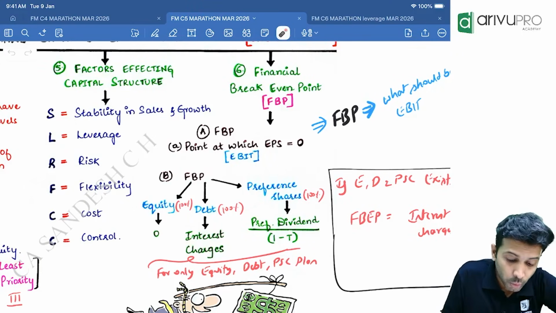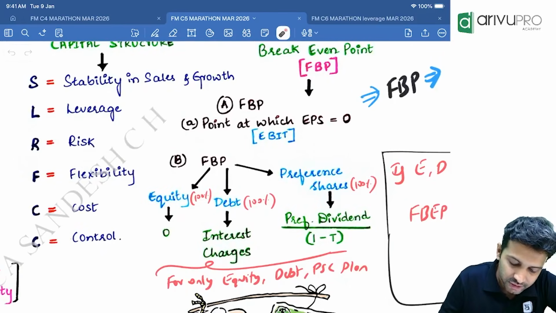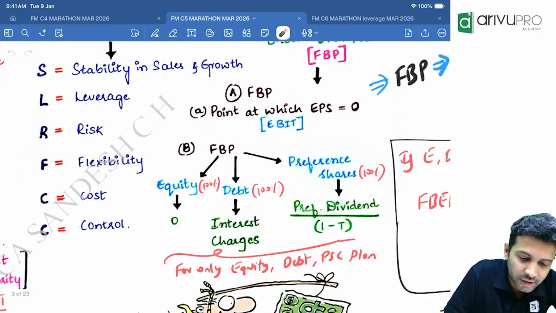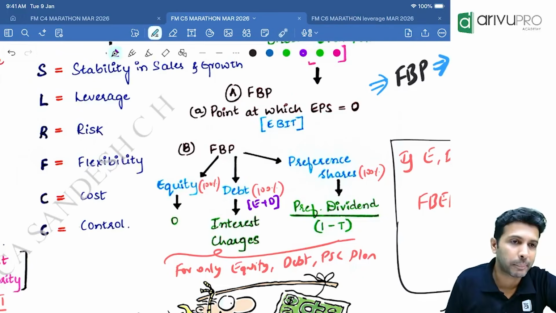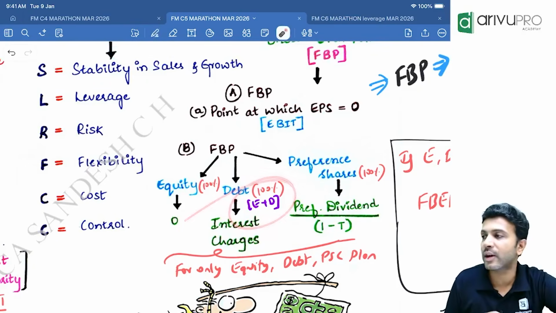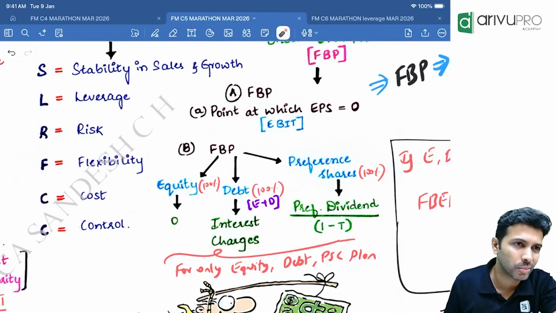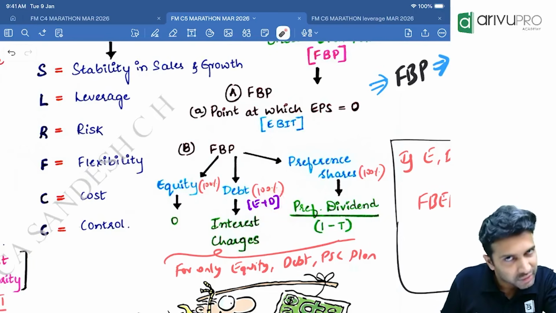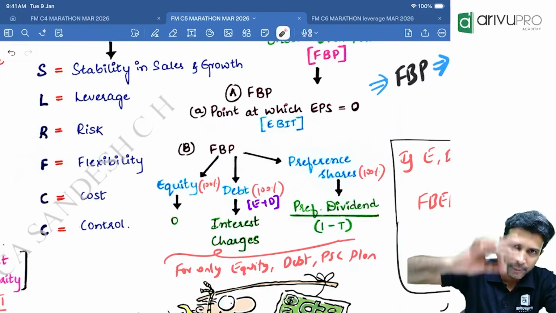Now, this is for what sort of plan? 100% equity plan. Next is not a 100% debt plan, you can't have a 100% debt plan. This is an equity plus debt plan. If the company has raised the money as equity plus debt, for equity, what is the financial break-even point? 0. But here, debt is also part of your capital structure.